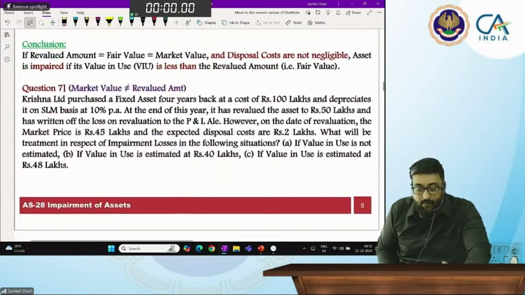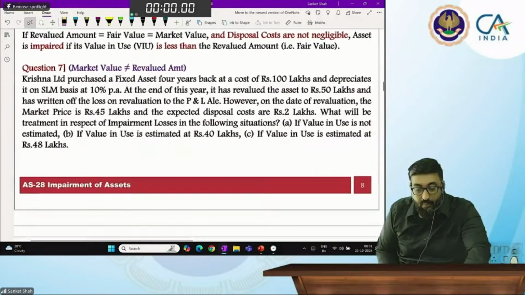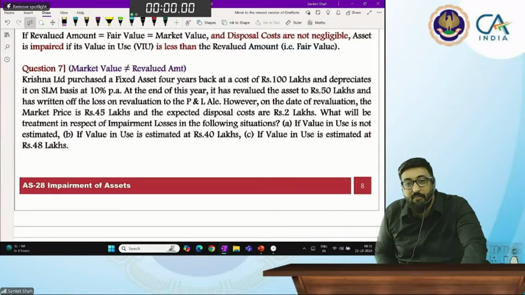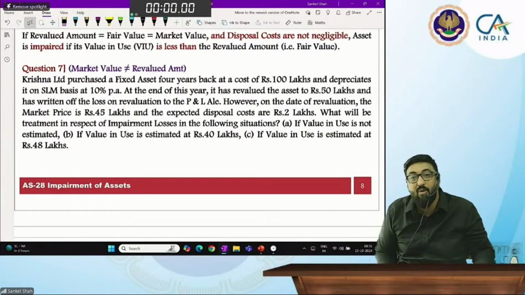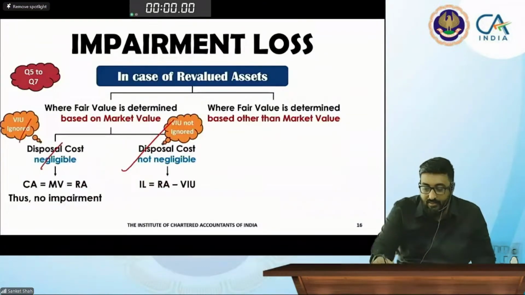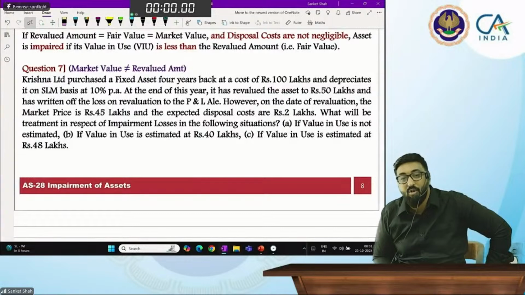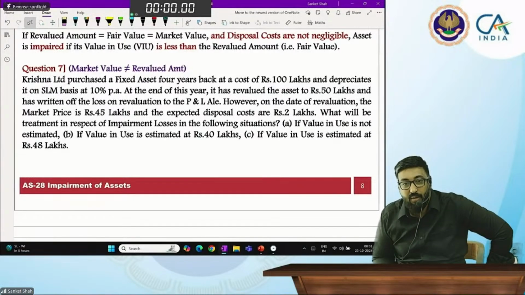And if market value is not equal to the revalued amount, okay, your revaluation is different and your market value is different. This is the next case. Your fair value is not based on the market value, but you revalued it on some other basis.